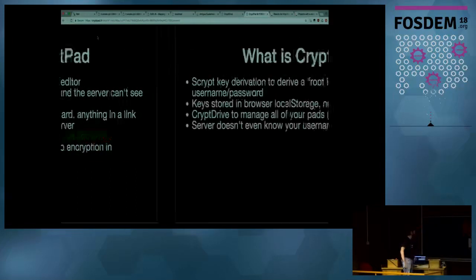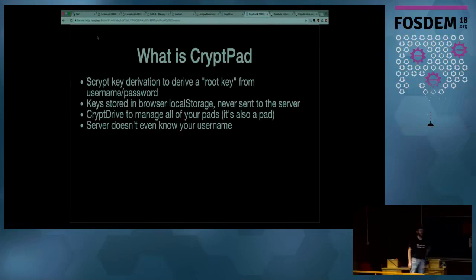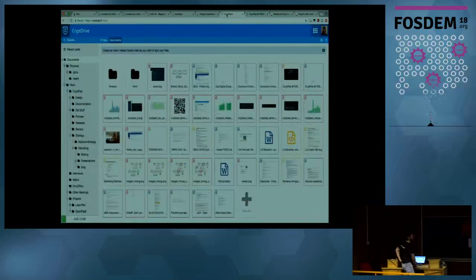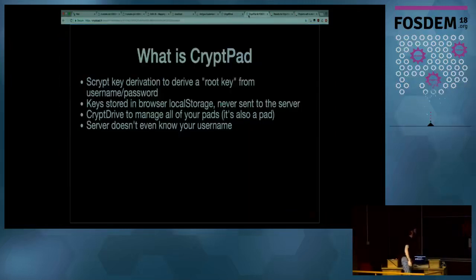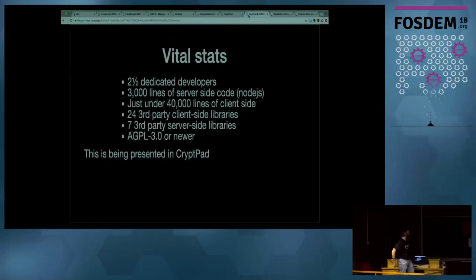We also have a drive, like a Google Drive type drive. I can show you mine. This is my drive. It has lots of stuff and lots of folders. And the way that we get the drive is also a pad. The way we get the key for the drive is we scrypt your username and password, and then you take that, you store it in local storage, and again, never sent to the server. You look up the drive, you decrypt it, and the drive just manages all your pads. So the server doesn't even know your username. That's the level of security that we have here, and the level of just dumbness that we've put in the server.